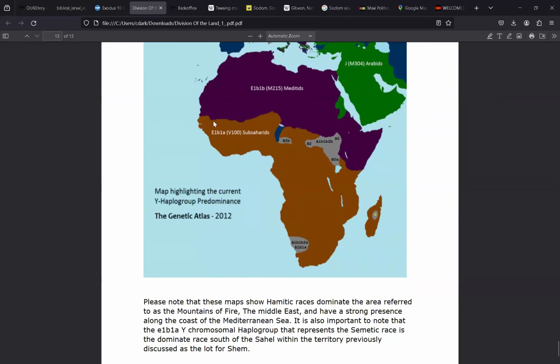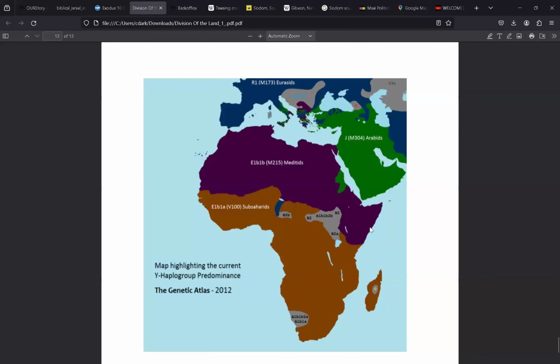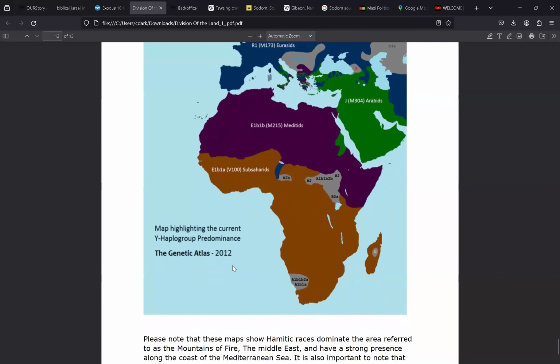So this right here is showing you that the land of Shem is occupied exactly as it should be, right? It's occupied by Shemites. And this land is occupied by Japhethians and Hamites. And all of this is exactly as it was articulated in the book of Jubilees, where it talks about the division of the land. It is actually matched up. And this genetic analysis was done in 2012.